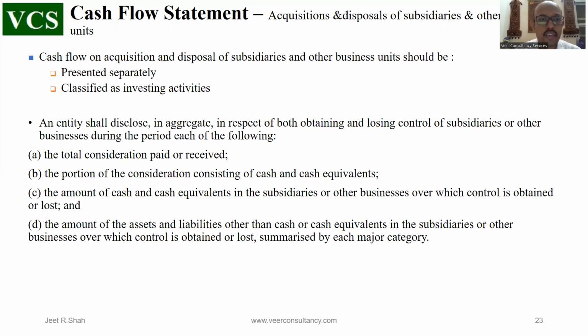The portion of the consideration consisting of cash and cash equivalents, the amount of cash and cash equivalents in the subsidiaries and other businesses over which control is obtained or lost, and the amount of assets and liabilities other than cash and cash equivalents in the subsidiaries or businesses over which control is obtained or lost, summarized by major category.